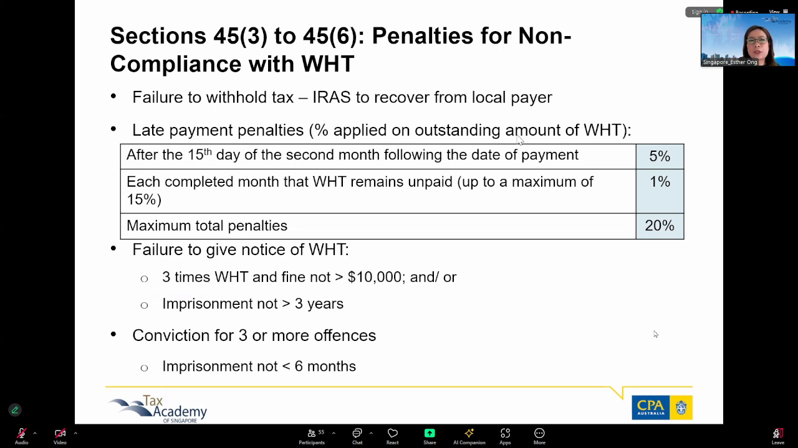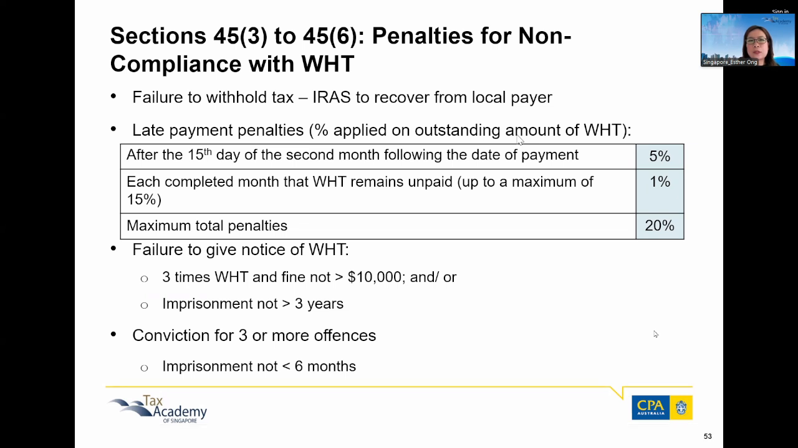Then for each completed month that the withholding tax remains unpaid, 1% is imposed for each month, up to a maximum of 15%. So in total, the maximum penalties will be 20%. And failure to withhold tax may also be subject to a fine not exceeding $10,000 or imprisonment not exceeding 3 years. And for conviction for 3 or more offences, there could be imprisonment of not more than 6 months.